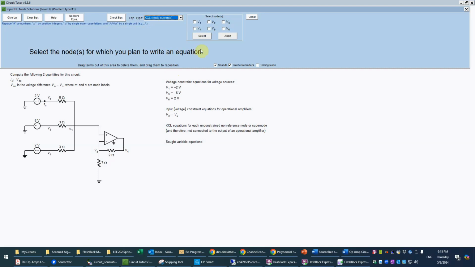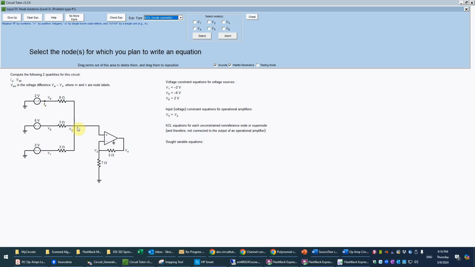So here, if we look at node 1, for example, we cannot write a KCL equation there because it's connected to a voltage source. That means we don't know the current through a voltage source, we only know its voltage. Therefore, there's no way to write that equation. And similarly for V5 or V6, all the same problem. So none of those can be written.